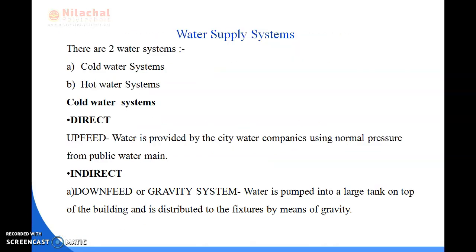So in the downfeed or gravity system, the water is pumped into a large tank on the top of the building and it is distributed to the fixtures by means of gravity.